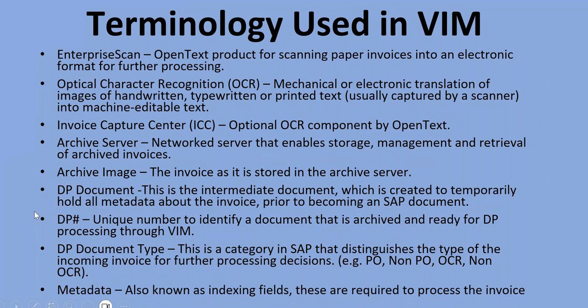And every invoice that is coming, we will call it a DP document or DP number in Vim. This is a unique number that will be generated for the invoices that are coming into the Vim system. We will identify every invoice with this reference so that it is unique and easier. We have DP document types that we will create: a separate document type for a PO, and a separate document type for an NPO, so that we determine what type of invoice has come and how the processing should be done in Vim further.